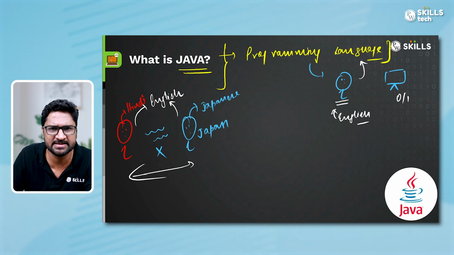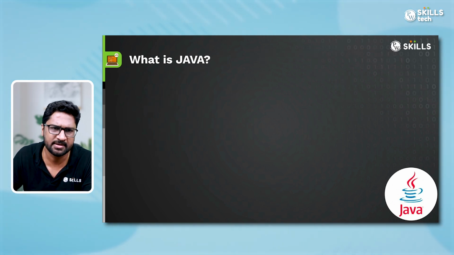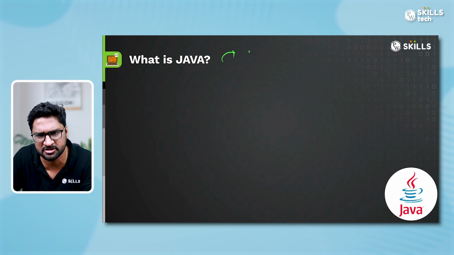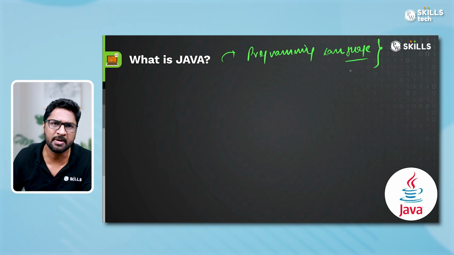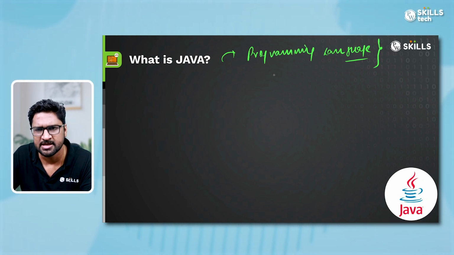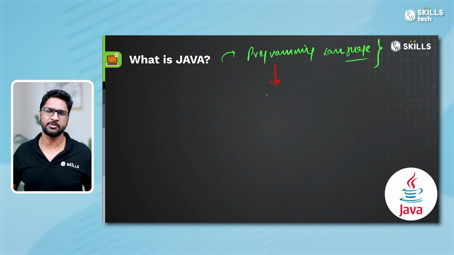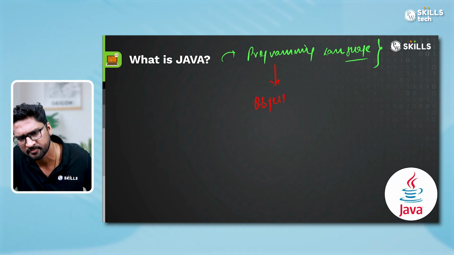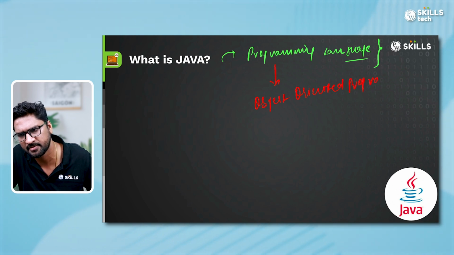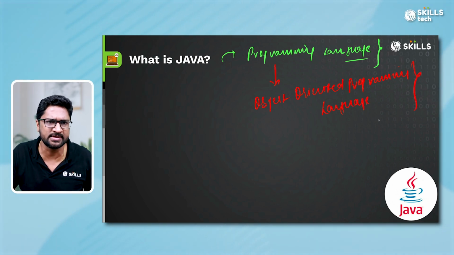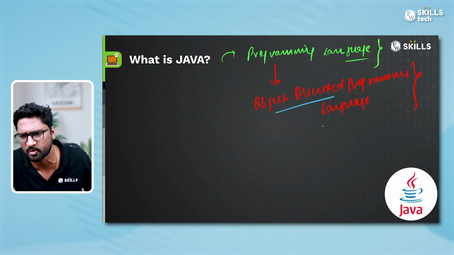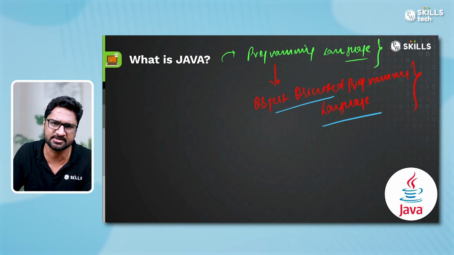So we understood that Java is a programming language. But what kind of programming language? The kind of programming language Java falls into, we call an object-oriented programming language. Now this is a new term. You might be frowning upon that. What is this new term now? Object-oriented programming language. Let's try to understand this.